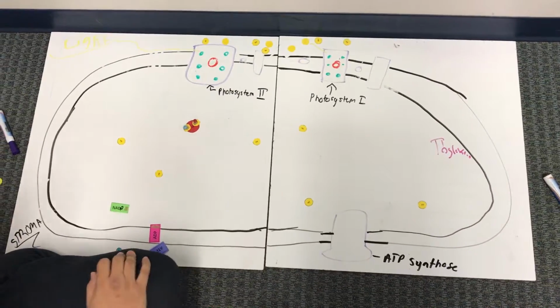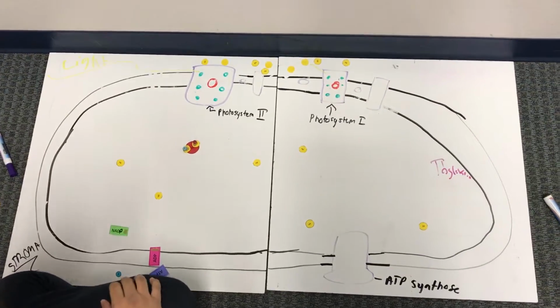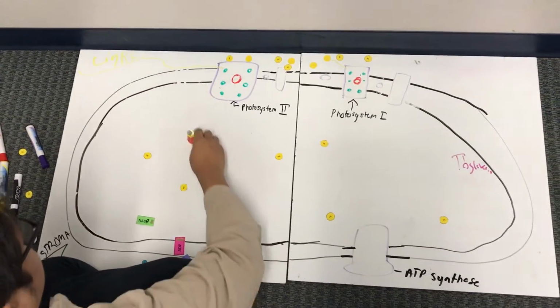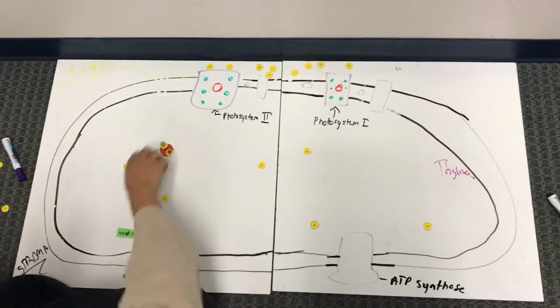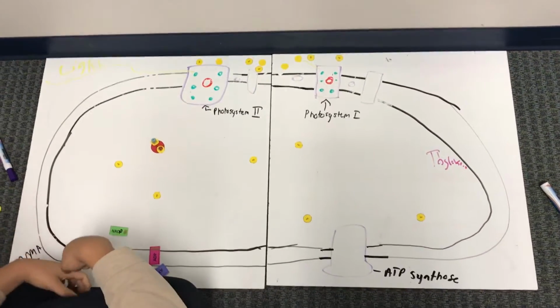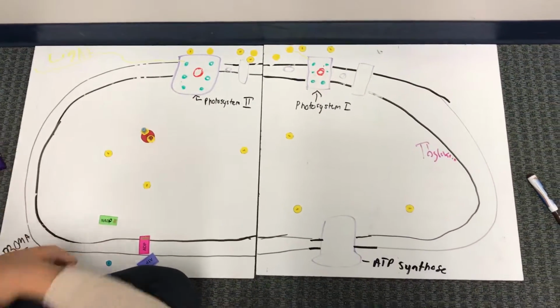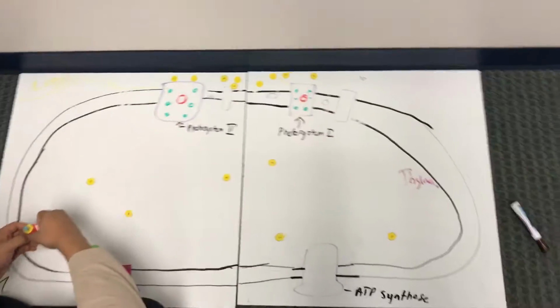So here we have a thylakoid, which is inside our chloroplast, and this is where a light-dependent reaction will take place. A light-dependent reaction first begins with water. Water will provide us with the hydrogen protons and the electrons we need for the reactions to occur. Water is broken down through the process of photolysis.